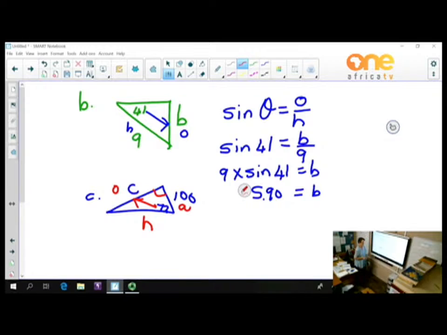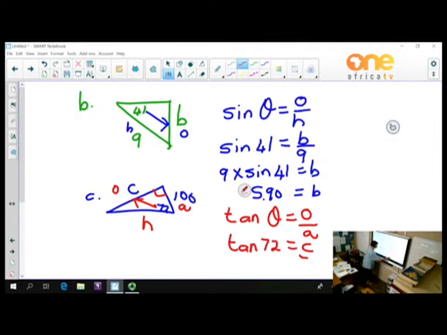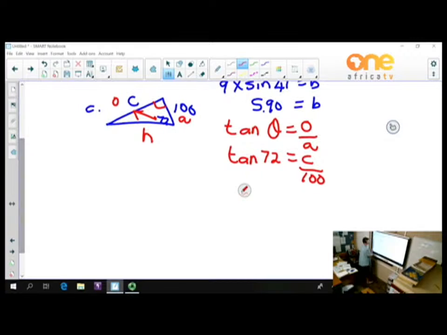Which function? I only have those two, no hypotenuse involved, so I'm going to choose tan. Tan theta is opposite over adjacent. So I'm going to say that tan 72 is equal to, this one is the opposite now, c, over the adjacent, 100. Which method? Top times. So it is 100 times tan 72 is equal to c.